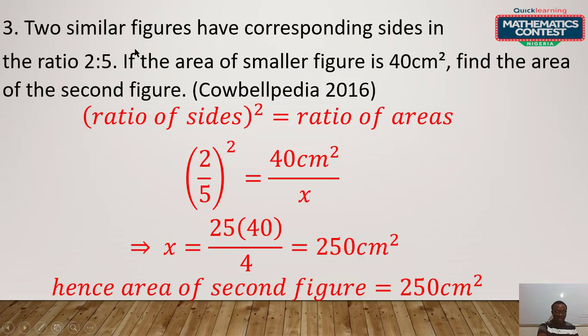So in this case now, the ratio of the sides is 2/5, so 2/5 all squared. Now take note, this is small over big. The small area is actually 40, so it will be 40/x. Now if I square this, 2 squared is 4, and 5 squared is 25, so this is 4/25, just taking note of that. So I'm looking for x, so x will be 25 times 40 divided by 4. 4 in 40 is 10, and 10 times 25 is 250.